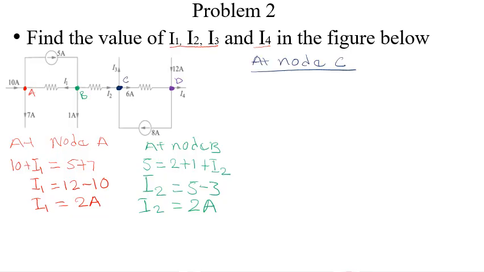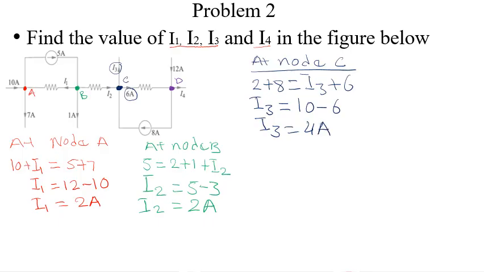So we have our 2 plus our 8 here should be equal to those leaving. Those leaving are this and this. So we have our I3 plus 6. So we can say I3 here is equal to the 10 minus the 6. So 2 plus 8 is 10. So we have 10 here minus 6. So our I3 here is equal to 4 amps.